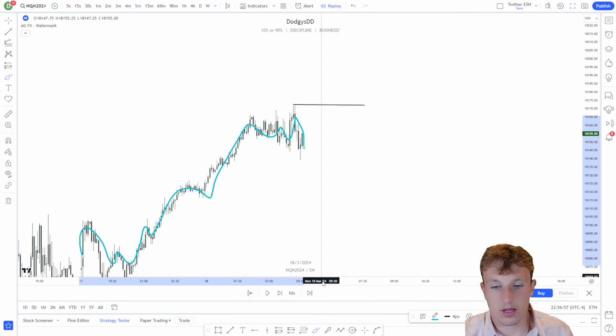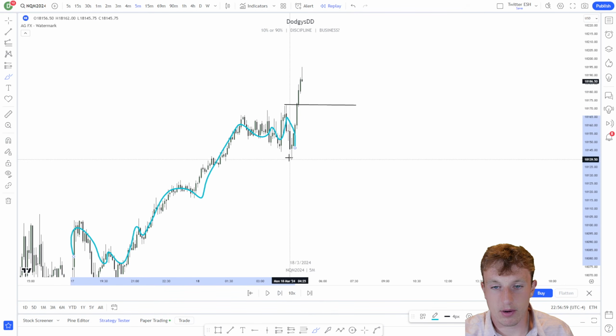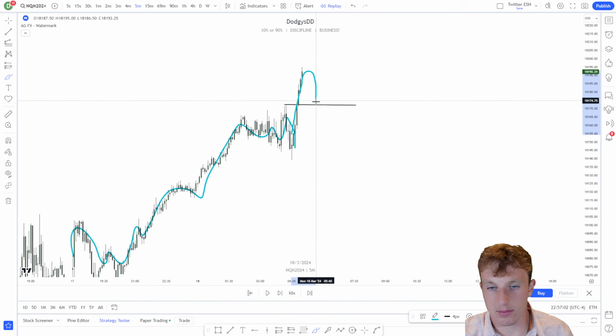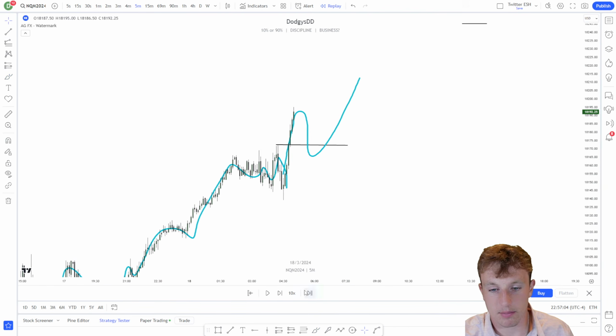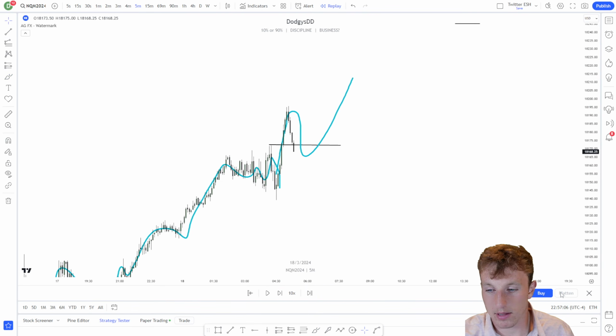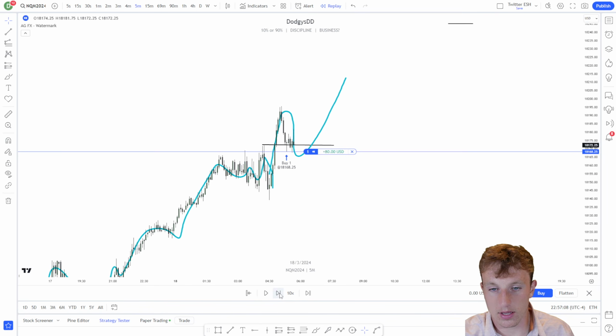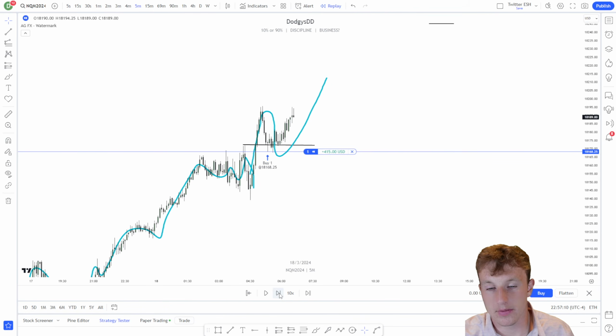Uptrend. Okay, we broke the high again. We're still in an uptrend. I'm going to buy the retracement because I just think we're going to keep going up. So I wait for the retracement. Might buy here. And we just keep going up.